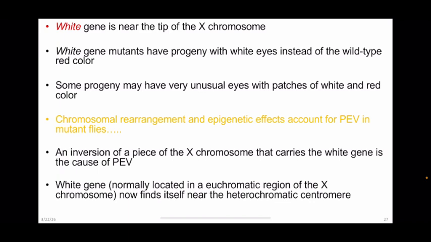This is simply stating the effect of position effect. The white gene is near the tip of the X chromosome. Let's take this again. The white gene, the gene that's responsible for the red color of their eyes, is found at the tip of the X chromosome. Animals that are white gene mutants will have white eyes instead of the red eyes, because the white gene makes them have red eyes. So if the white gene is inactivated, they are going to have white eyes instead of red.